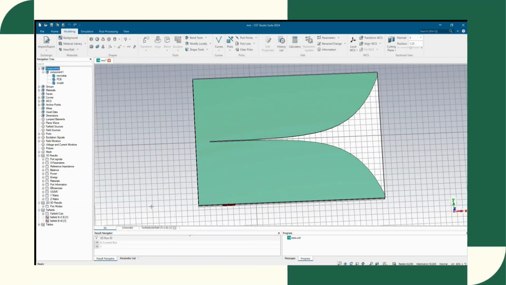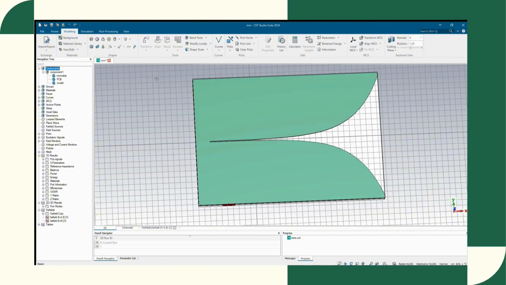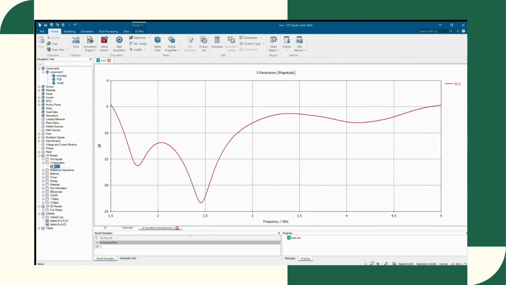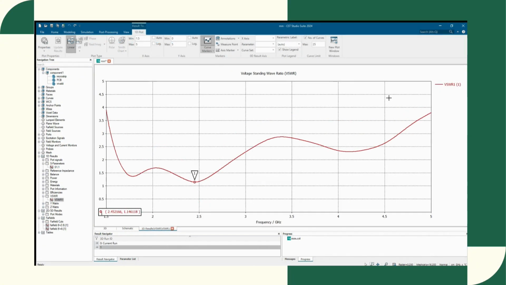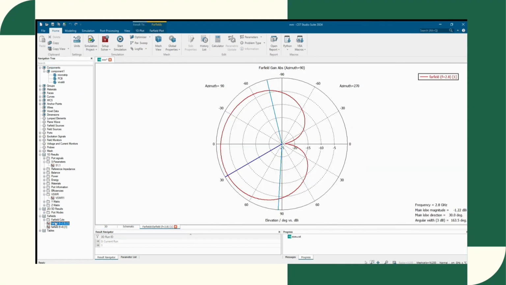For this project, I use CST Studio Suite 2024 version. Why I use this tool? It is a 3D electromagnetic simulation software widely used in antenna design. It allows precise modeling of antenna and helps simulate important parameters such as return loss, VSWR, and also radiation pattern. I choose CST because of its accuracy, 3D capabilities, and suitability for ultra-wideband antenna design.